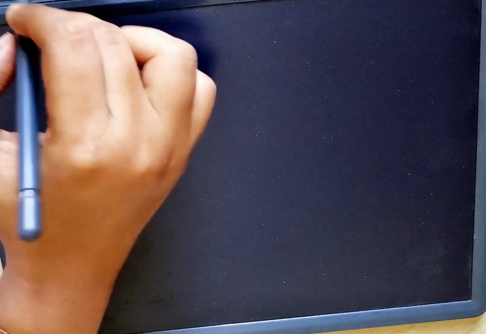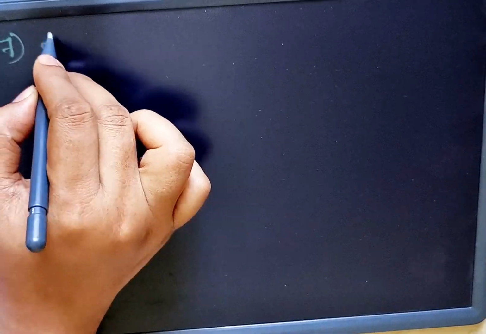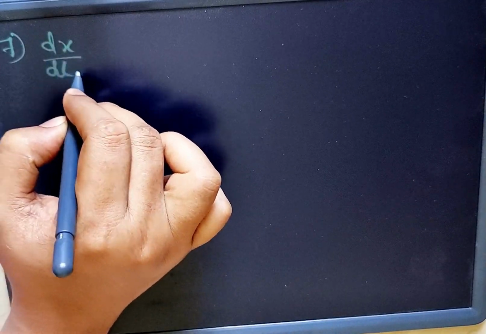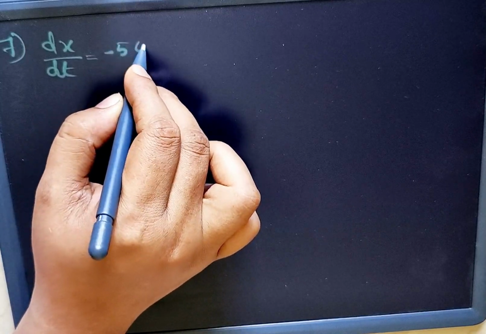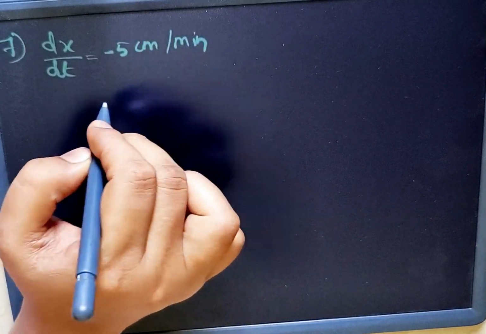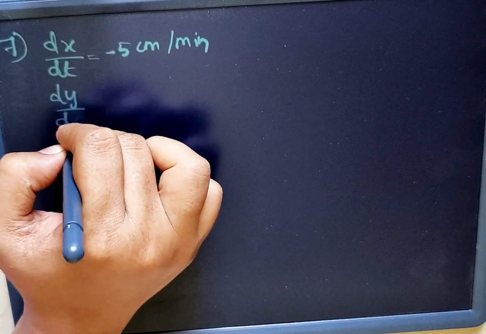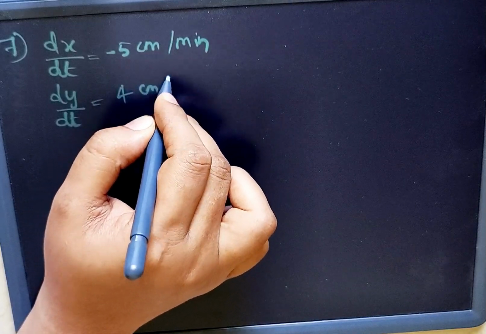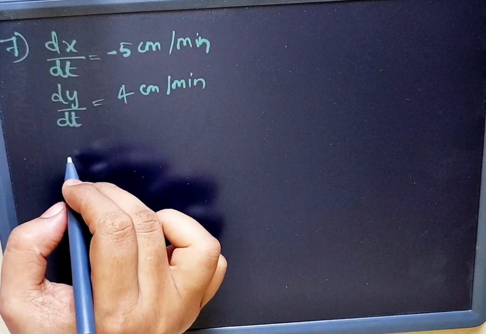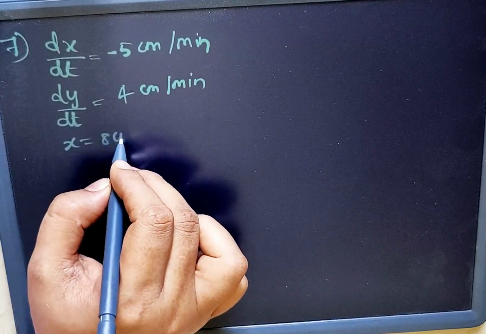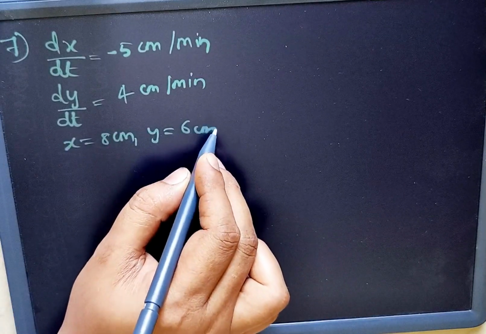Question number 7. The length x of a rectangle is decreasing at the rate of 5 centimeter per minute. Here they have given decreasing, so we need to take it as minus. Since it is per minute, we'll take it as dx by dt minus 5 centimeter per minute. And the width y is increasing at the rate of 4 centimeter per minute. Since it is increasing, we'll have a positive sign. So 4 centimeter per minute. And when x is equal to 8 and y is equal to 6 centimeter, so they have given x and y as 8 and 6 centimeter.